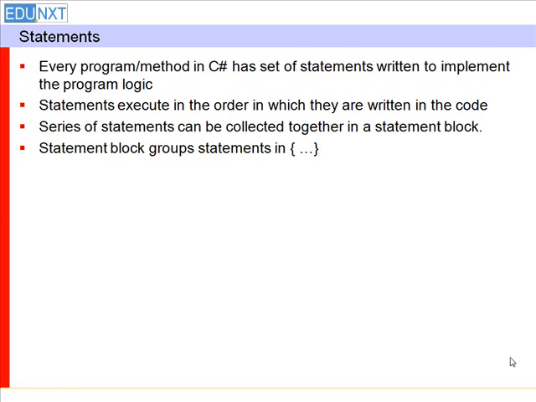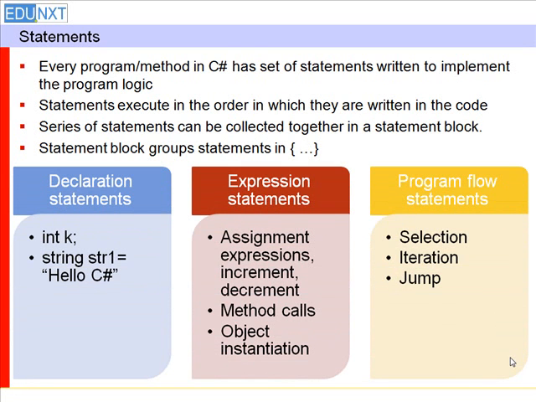Let us now understand different types of C# statements. First one is declaration statements. These statements are used to declare variables and optionally to initialize them. For example, you can see here I have declared variable integer k and I have declared a variable string str1 and initialized a value to it.